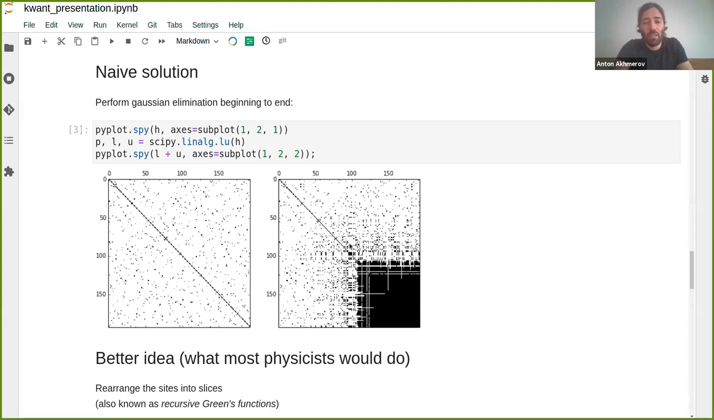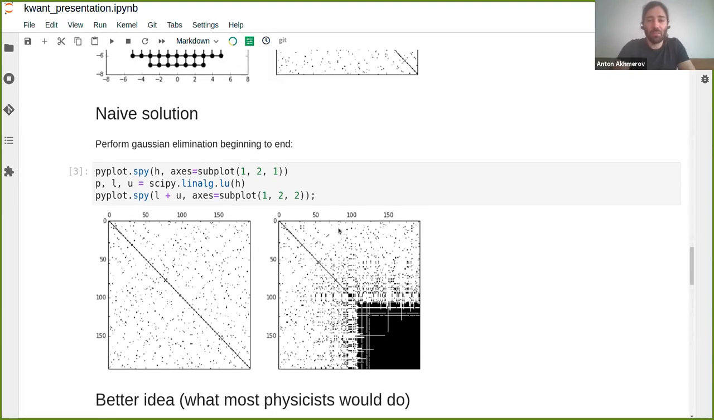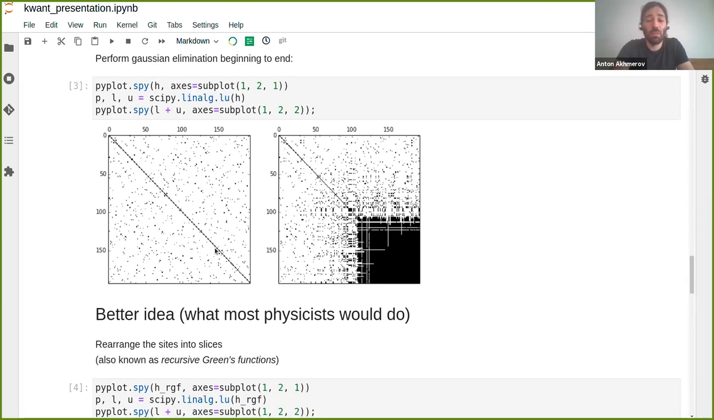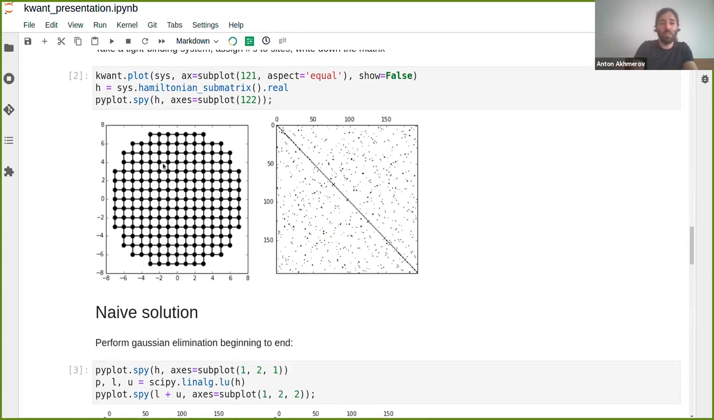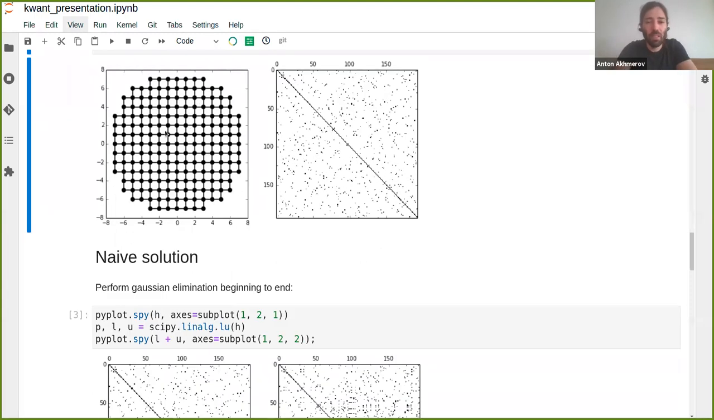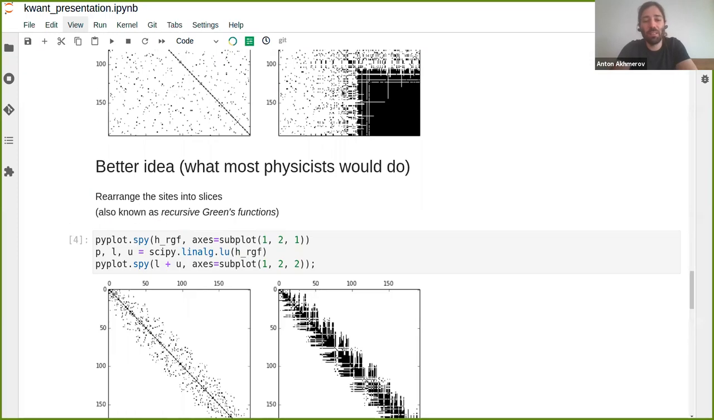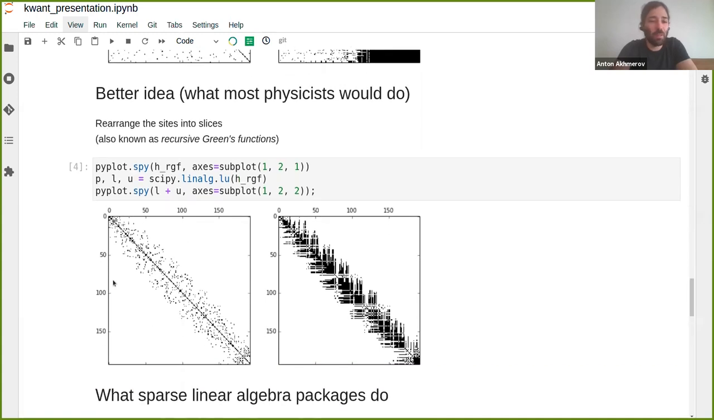So now a somewhat better idea, this was an artificial example, a somewhat better idea, and this is what most of the people would do if they were to solve the problem on their own, is to reorder degrees of freedom in somehow a natural order so that nearby degrees of freedom appear as nearby numbers. So basically, you could imagine I could go through these sites row by row and assign them numbers like this. This amounts to reordering of the degrees of freedom in the sparse matrix. And it creates a differently looking sparse matrix that has no elements too far from the diagonal.